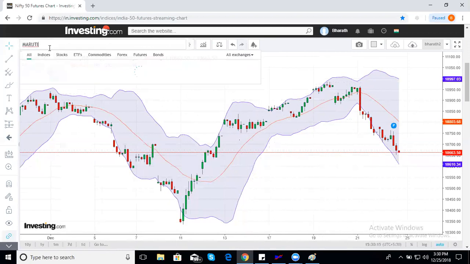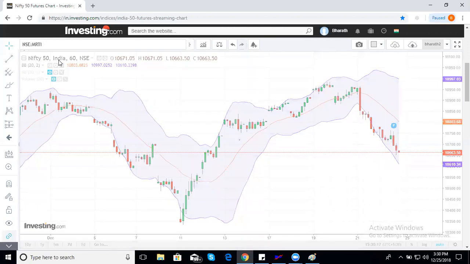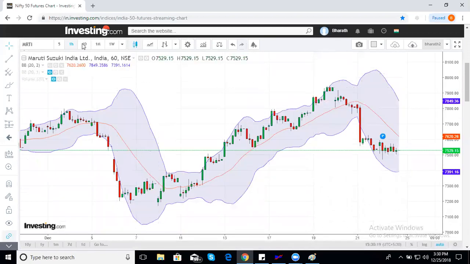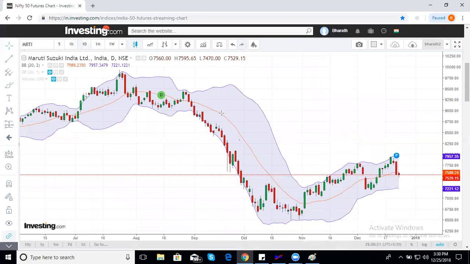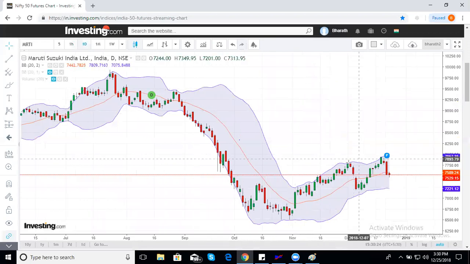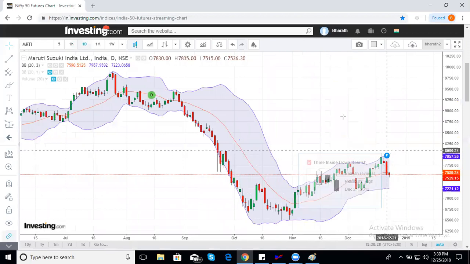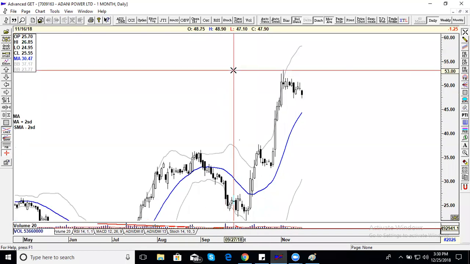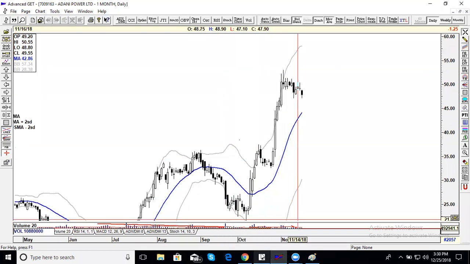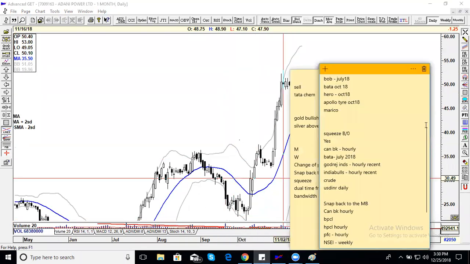Maruti. Look at the daily chart. See? Closing outside the band, came inside, next time, unable to take out. So this is one of the most signals which calls for trend changes.